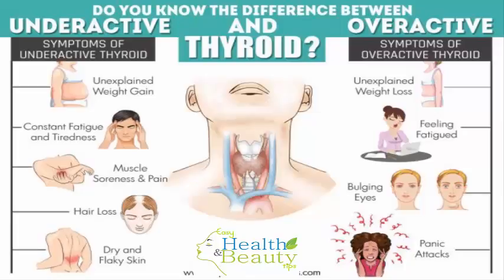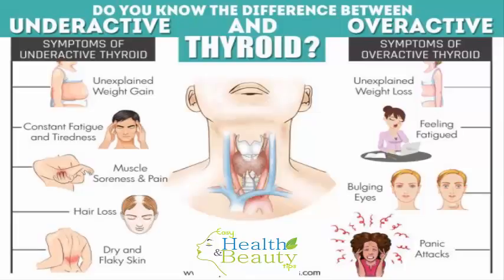What do you mean by underactive and overactive thyroid? Underactive thyroid, also known as hypothyroidism, is a condition marked by reduced activity of the thyroid gland. In simple terms, it means there's a lack of sufficient thyroid hormones circulating throughout the body. This slows the metabolic activity within the body.